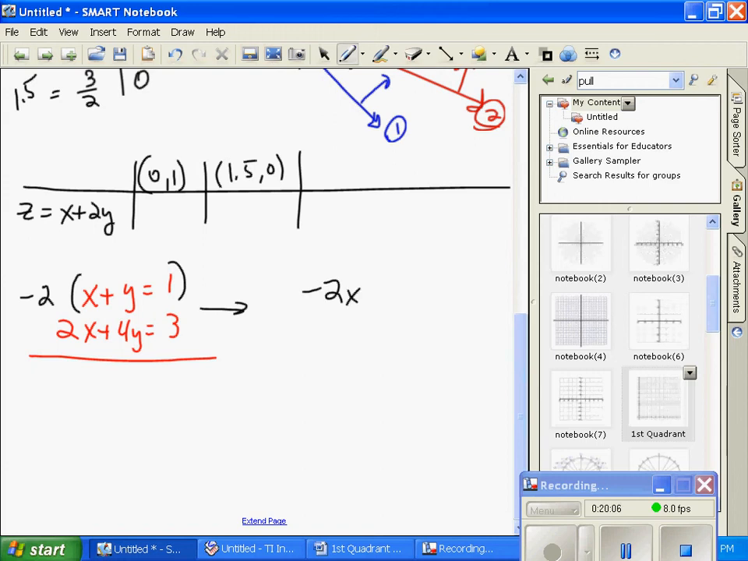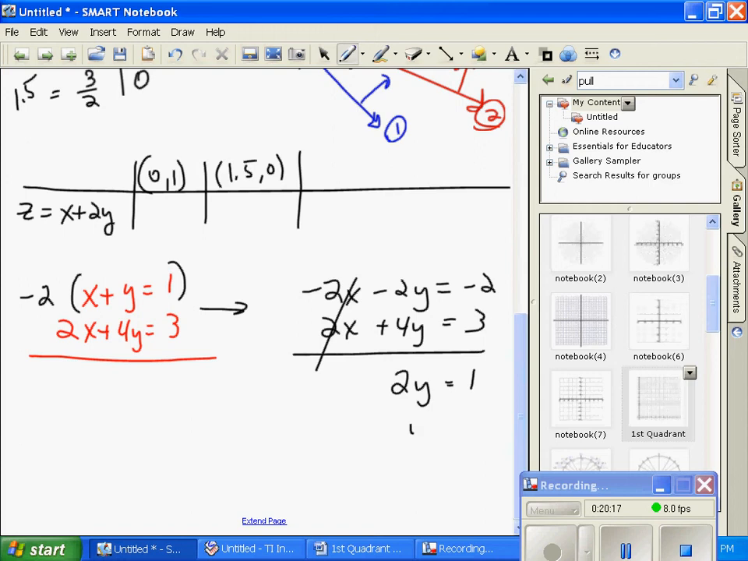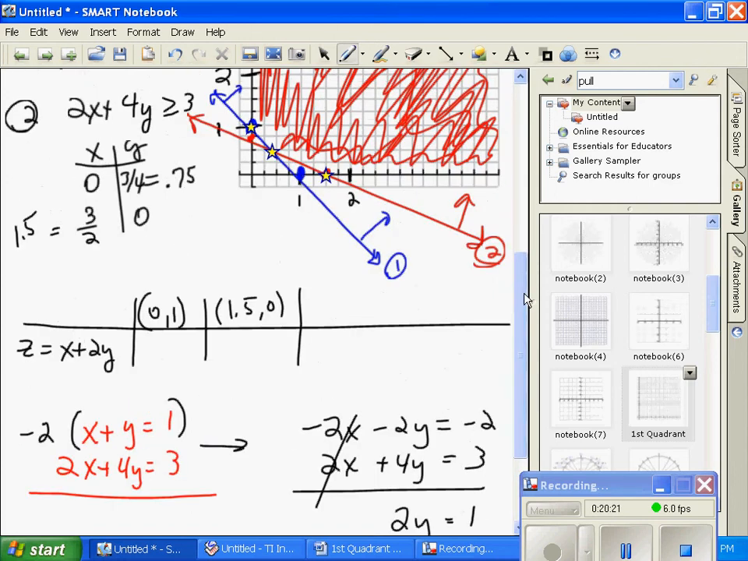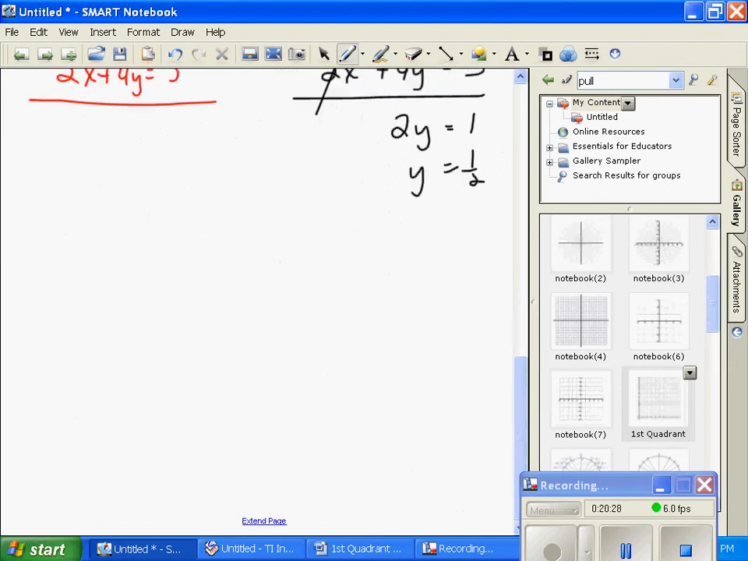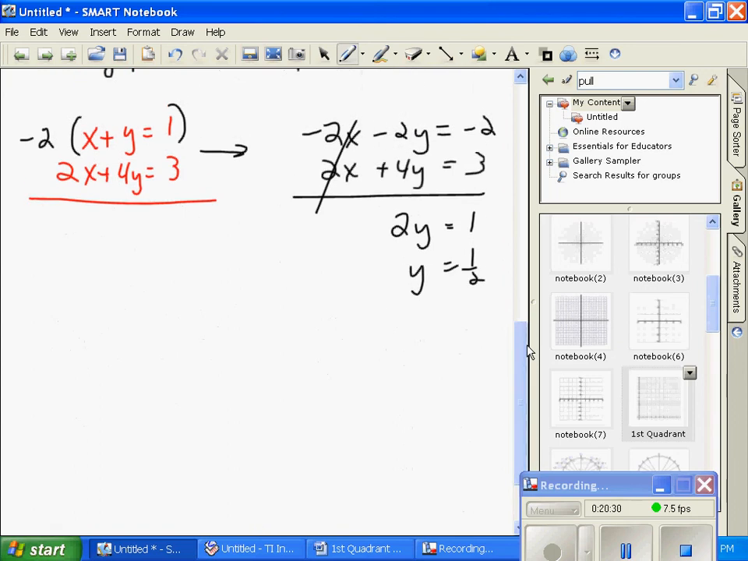So I'm going to get negative 2x minus 2y equal to negative 2, and then 2x plus 4y equal to 3. Adding those together, the x's cancel, so I get 2y equal to 1, so y is 1/2. Now, depending on how accurately you graph, does that look like y is 1/2? Well, I was off just a little bit on my graphing. That can be expected on this little machine here, but it just depends on how thick your pencil lead is, on how accurate you can really be in the placement of that ruler.